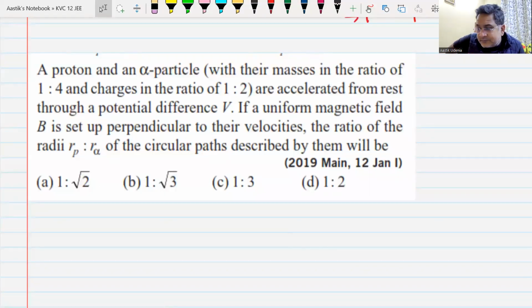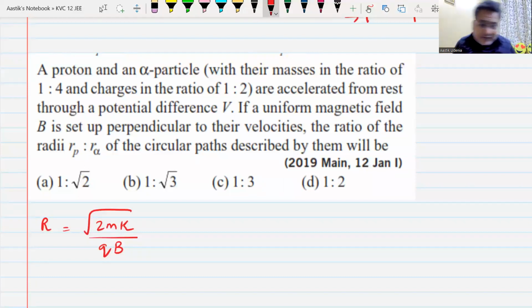A proton and an alpha particle, three particles normally come: proton, neutron, and alpha particle, with their masses in the ratio 1:4 and charges in the ratio 1:2, are accelerated from rest through a potential difference V. If a uniform magnetic field B is set up perpendicular to their velocities, the ratio of the circular paths described by them will be in what ratio? I'll give you 2 minutes to give me the answer.